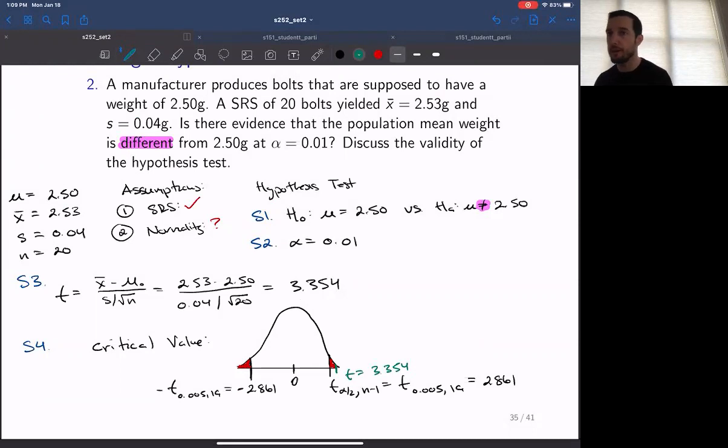We could also take the p-value approach. Now, just before I flip, if anyone is writing this down, does anyone have any questions about what we've done so far?